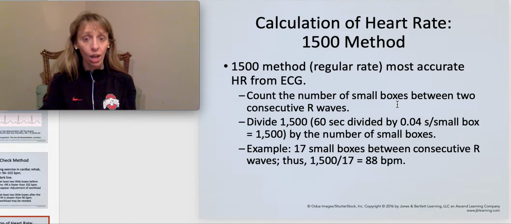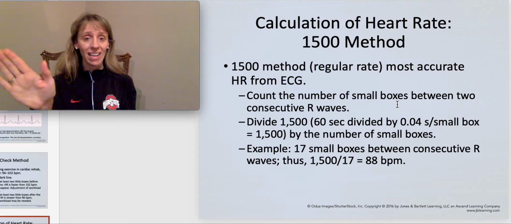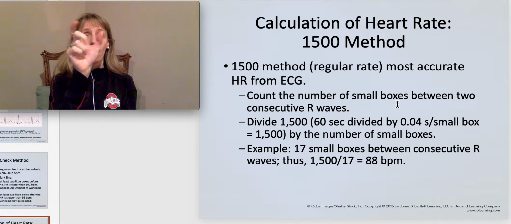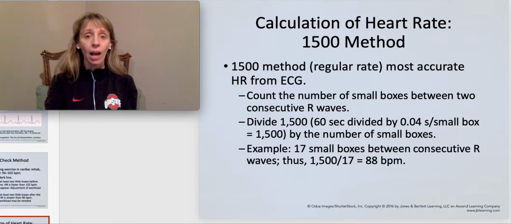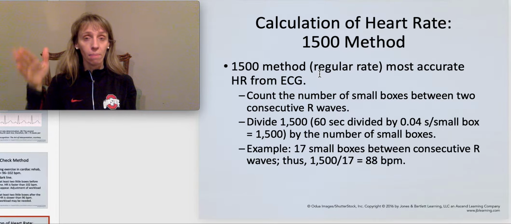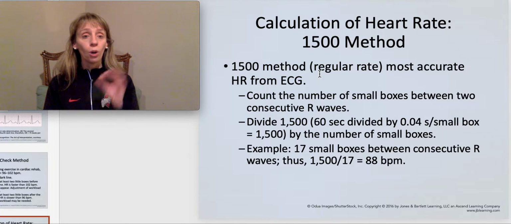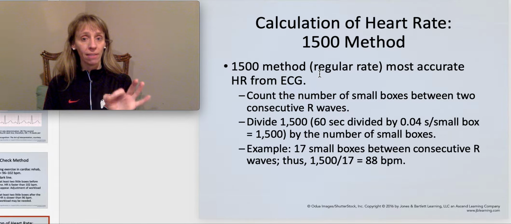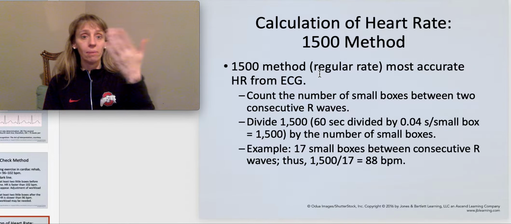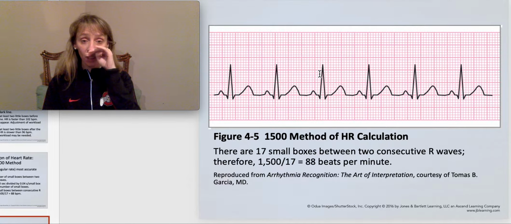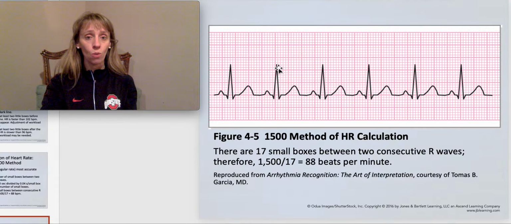For this one, it doesn't matter what R wave we count. We're just simply going to count the boxes between two R to R. I want to bring your attention to this, in parentheses, regular rate. So a regular EKG means that the R to R intervals look nice and kind of like a metronome. They're very regular. An irregular rate, which we'll look at later in weeks to come, means someone's in an irregular rhythm. So we're only allowed to use the 1500 method for a regular rate, which will probably be your heart rate right now. So how we're going to do this is you just pick any two R to R intervals.